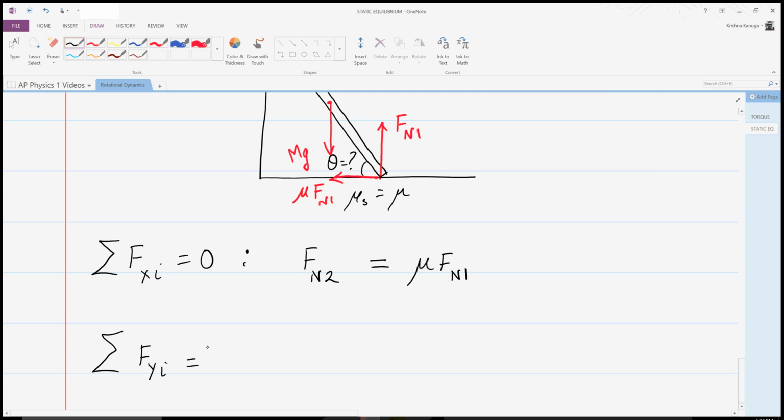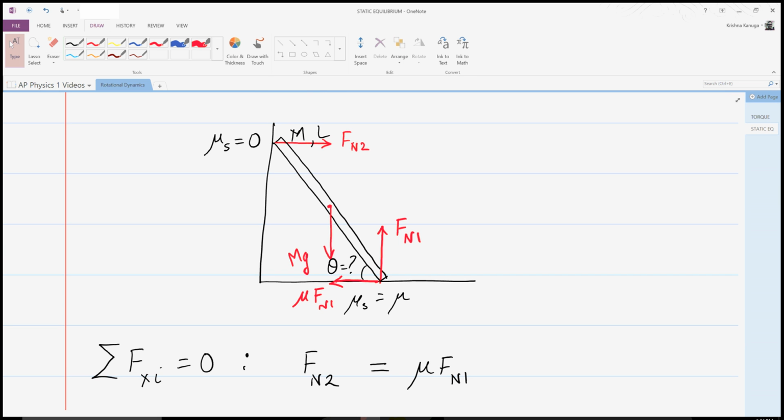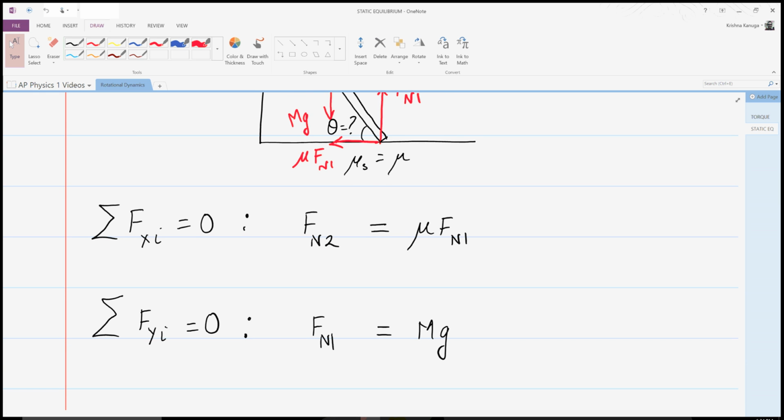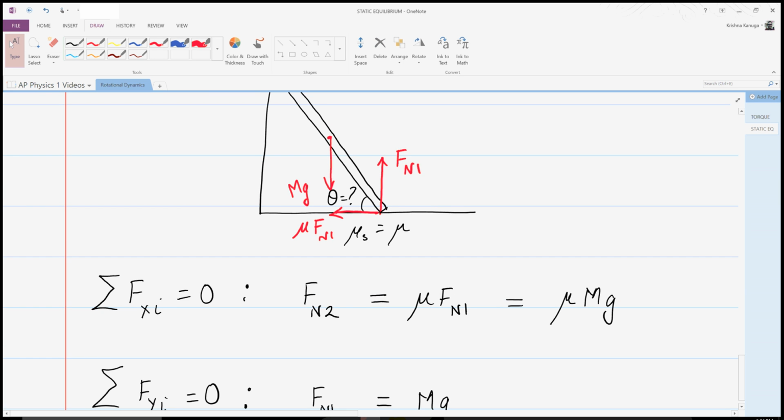We say that all the forces along the y direction are also 0. In this case, there are only two forces along the y direction, and those are simply Fn1 pointing up and mg pointing down, and we see that these two are equal to each other. Because of this, we can also write Fn2 as mu times mg. So it simplifies a lot of things for us. Our next step is to calculate the angle theta.